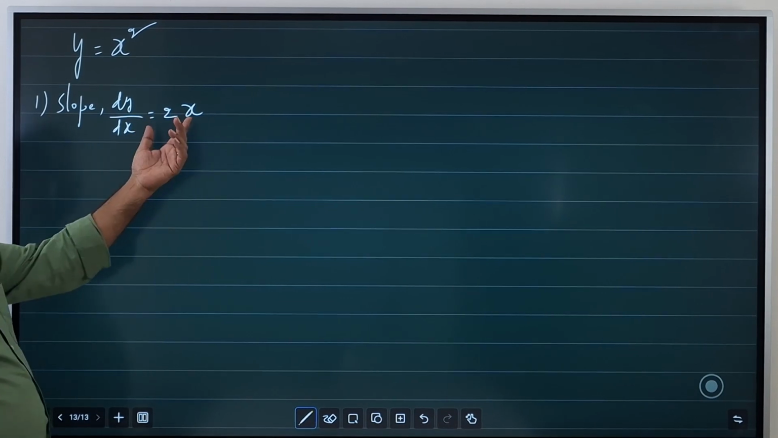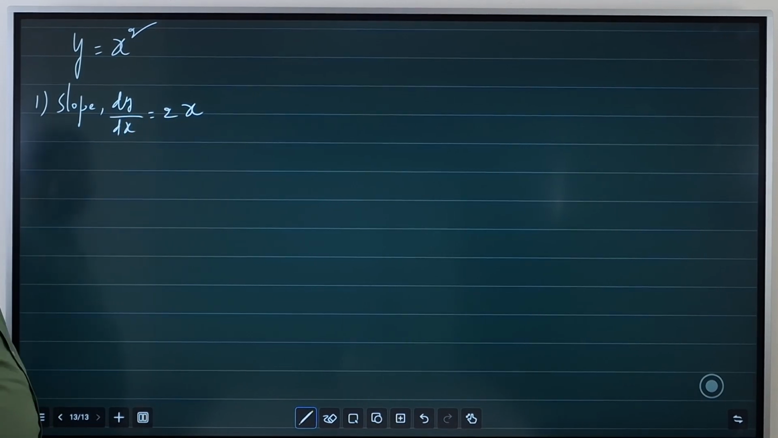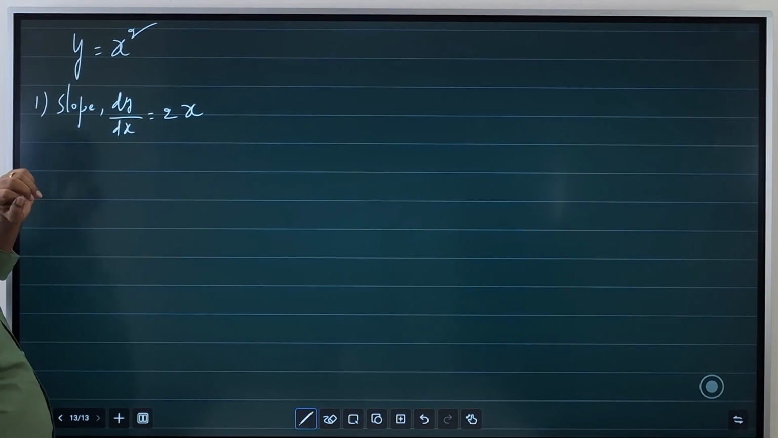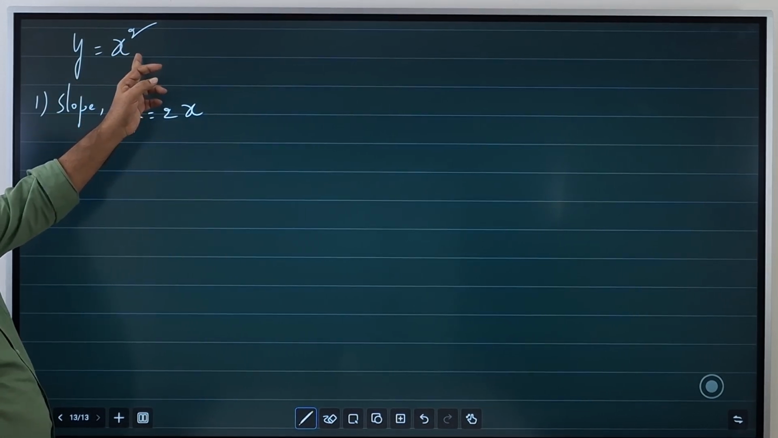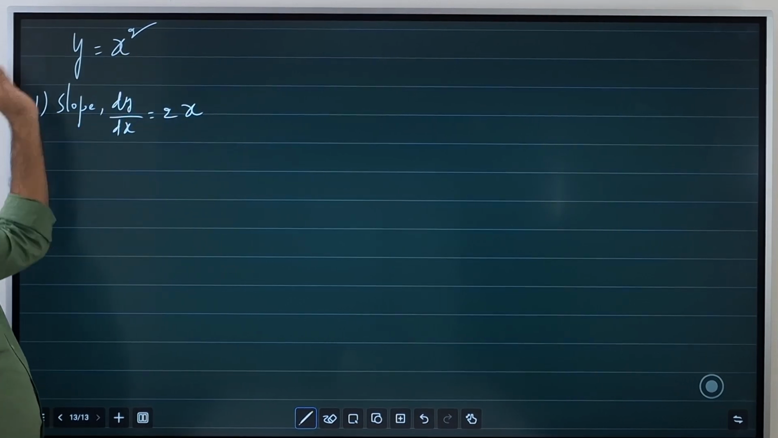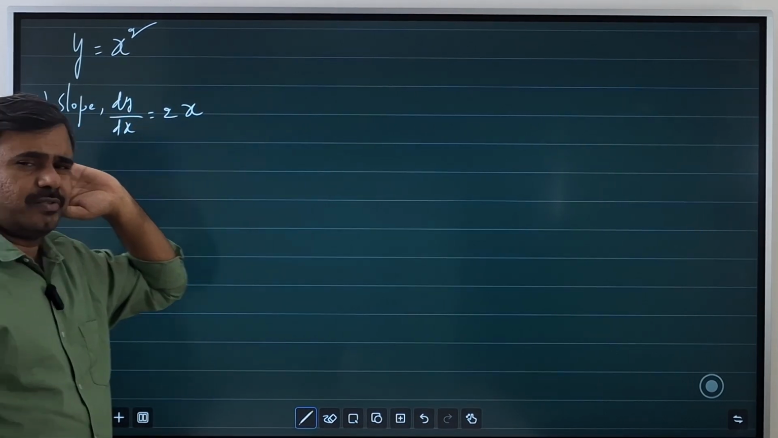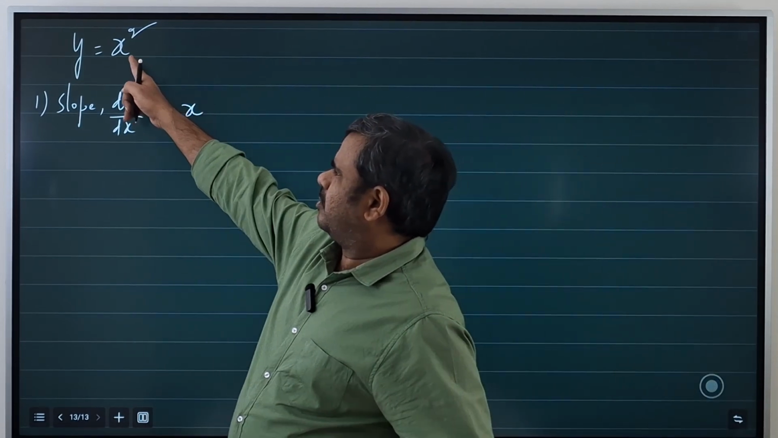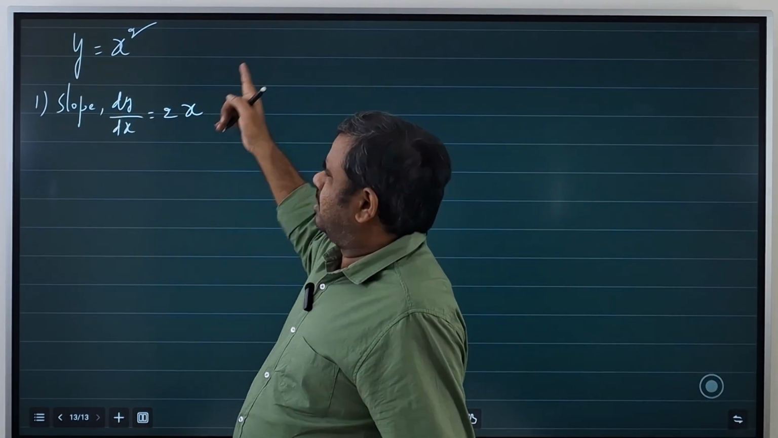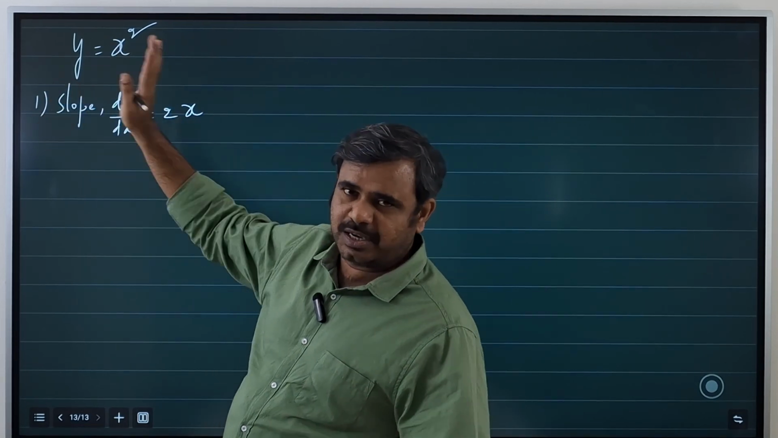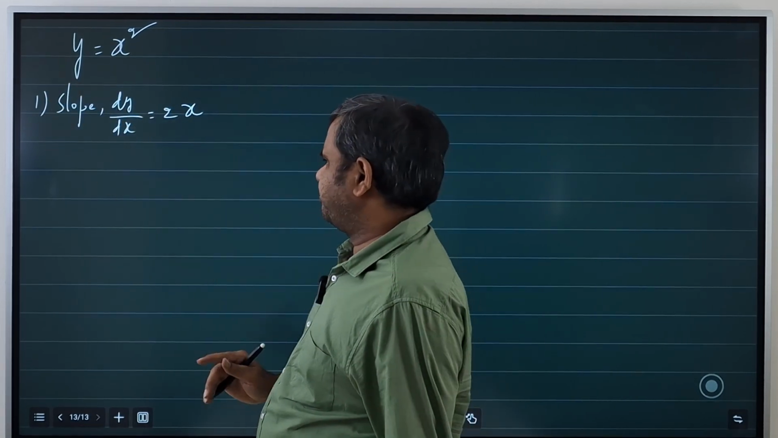For positive values of x, slope is positive. For negative values of x, slope is negative. Y is always positive. When x is positive, y is positive. When x is negative, then also y is positive, which means the graph comes in the first and second quadrants. For positive values of x, y is positive, first quadrant. For negative values of x, y is again positive, second quadrant.